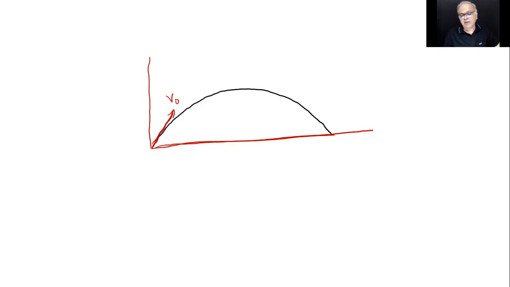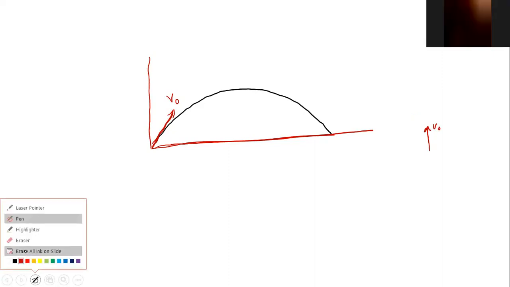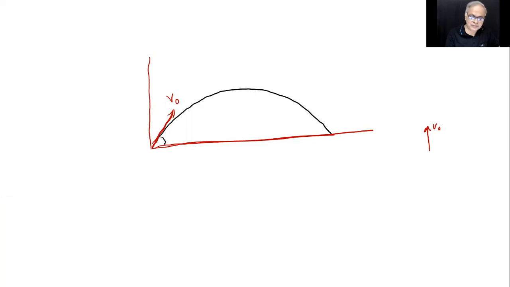How is it different from our old case? We simply projected the body like that. This is why we said one dimension. Now it is two dimensions. And you're also given that this angle is theta. Let me say this is my x-axis, this is my y-axis.